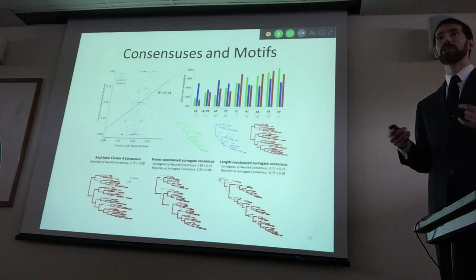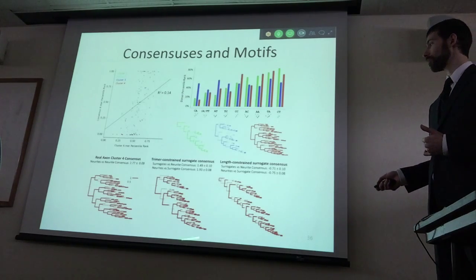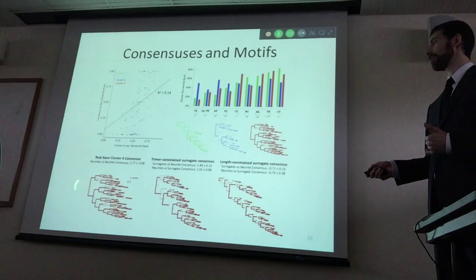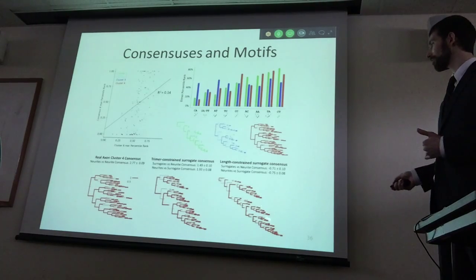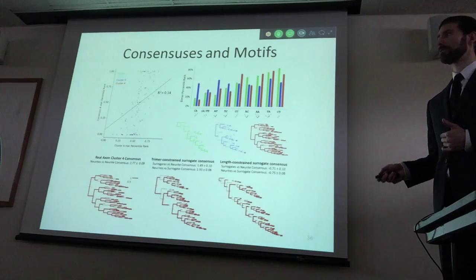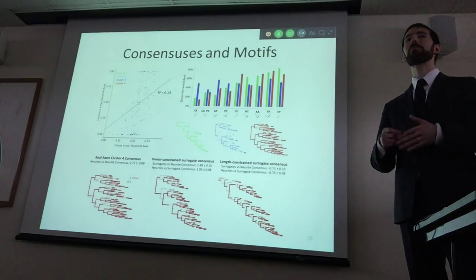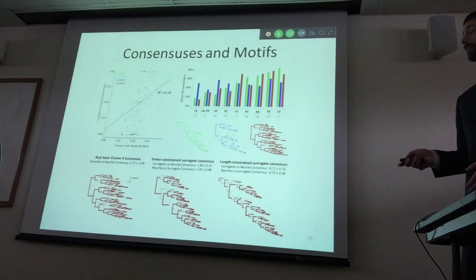And there are some cases where they actually match up nicely, some of the clusters, but there's also some, like this case, where clearly they're very different. They still do better than if you just used length-constrained surrogates, but all of these together show us that consensuses and motifs are giving us complementary topological information.